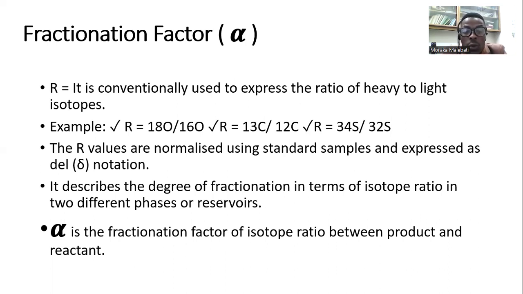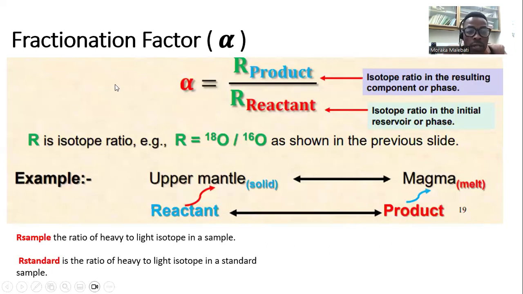On the other hand, we've got what we call the fractionation factor. This is just the ratio between the product and the reactant. We've already mentioned the ratio, expressing the heavy isotopes to the light isotopes. Then we've got two phases, in this case melting. The upper mantle, when it undergoes, maybe wedge melting, forms a magma. So these are two phases, the solid and the melt. The solid will be the reactant and the melt will be the product, because the more you partially melt the upper mantle, the more magma you produce.